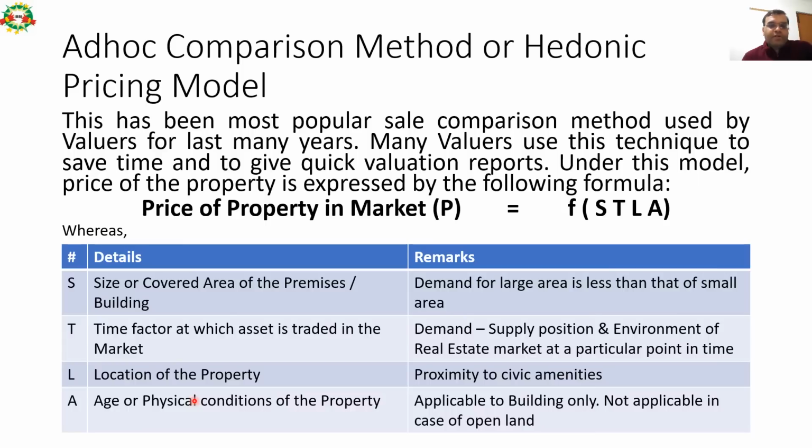The third parameter of property valuation is location of the property, that is, proximity to civic amenities. And the fourth parameter which we consider in this model is age or physical condition of the property, applicable for buildings only. So in case of open land, this factor will not be applicable.